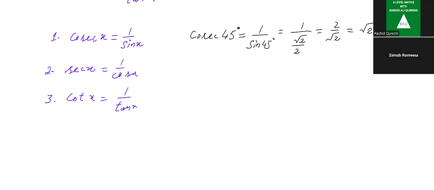Suppose I want to find the answer of secant of 60 degrees. We can't find it directly as secant of 60 degrees. It becomes 1 over cos of 60 degrees. Cos of 60 degrees is equal to 1 by 2. Sorry, if I'm using the calculator, that will be 1 by 2, and the final answer becomes 2.